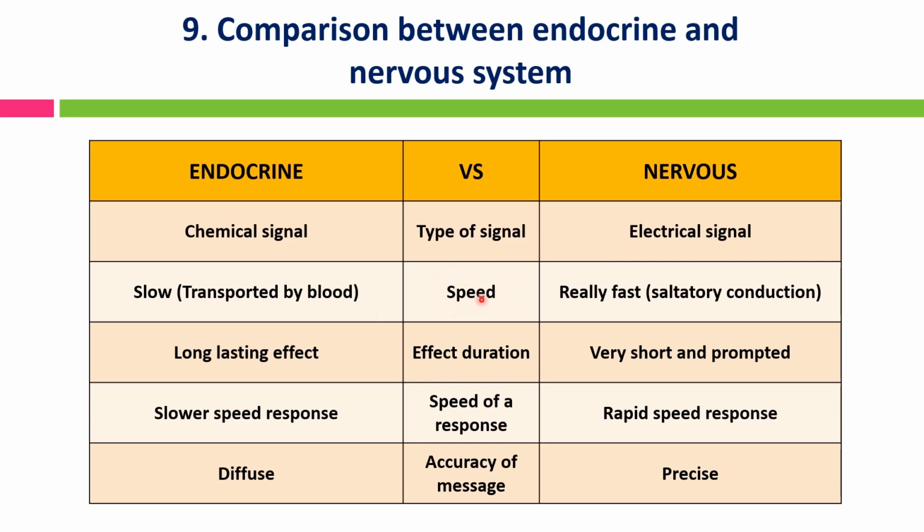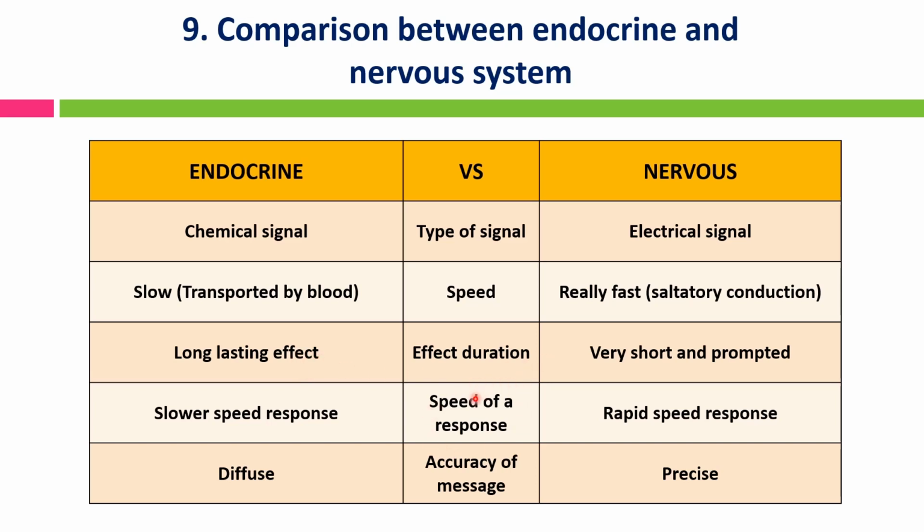In terms of the speed of travel of the signal, it is slower in the endocrine system because the chemical signal is transported by blood, but it is really fast in the nervous system, especially due to saltatory conduction, where the impulse can be transmitted within milliseconds to seconds. Even though the message arrives very fast at the target site in the nervous system, the duration of effect is very short, but it is a long-lasting effect in the endocrine system.